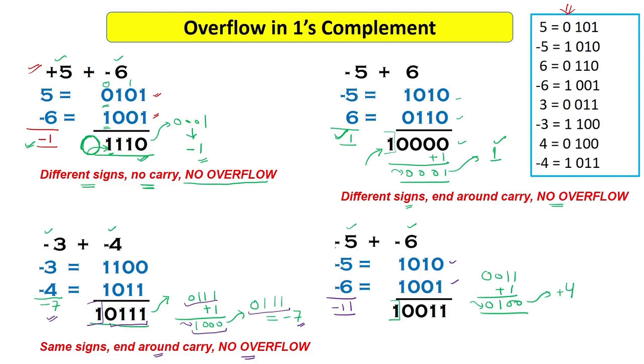Why? Because I have told you, whenever you are adding two negative numbers and you are getting positive answer, then there will be overflow. So here you have added minus 5 and minus 6, and the computer is giving you positive 4. Okay, so this is a overflow situation. So we have the same sign number, that is negative negative. We have the end around carry also, okay, and we have the overflow, okay.